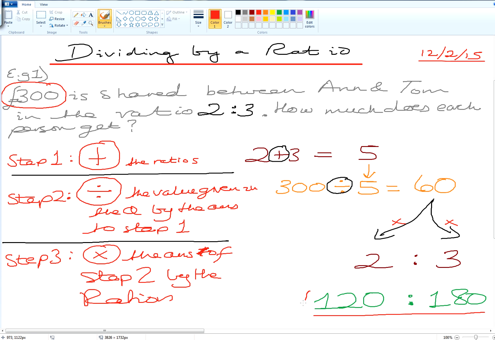So now, this one is 120. This one is 180, and the first one is Anne. So how much does Anne get? 120. And how much does Tom get? 180. And what does it add up together? 300. So these are the steps. First step is we add. Second step is we divide. And the third step is times.